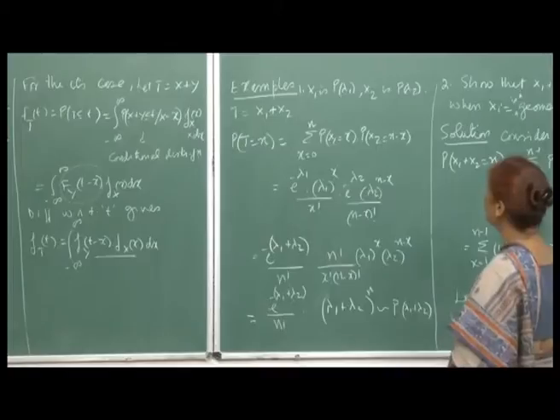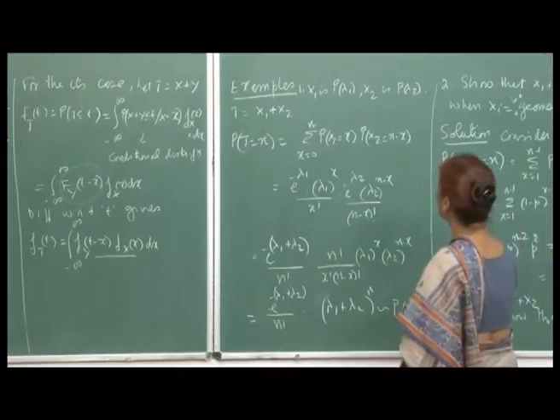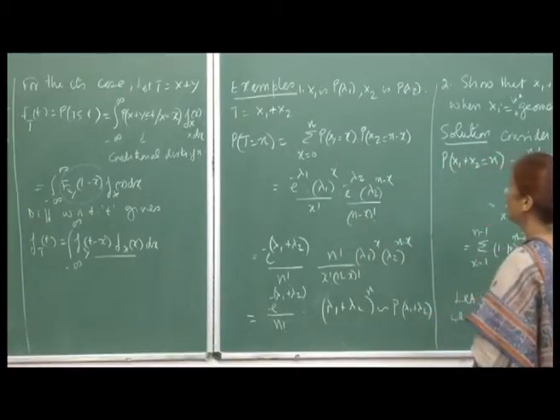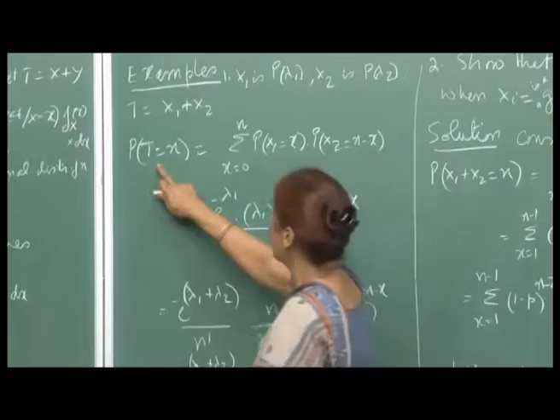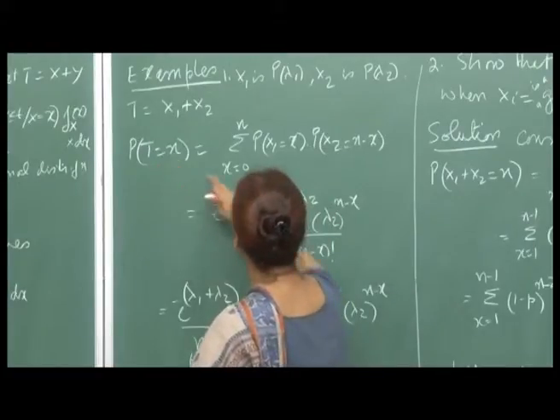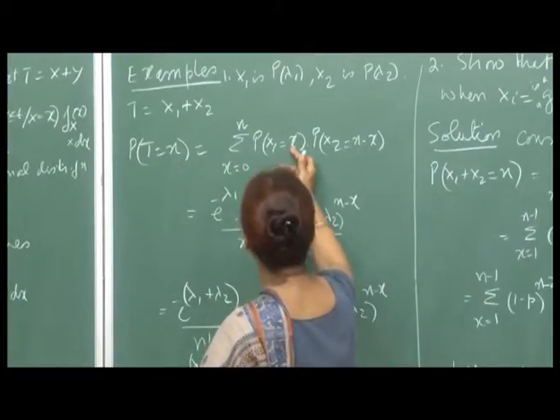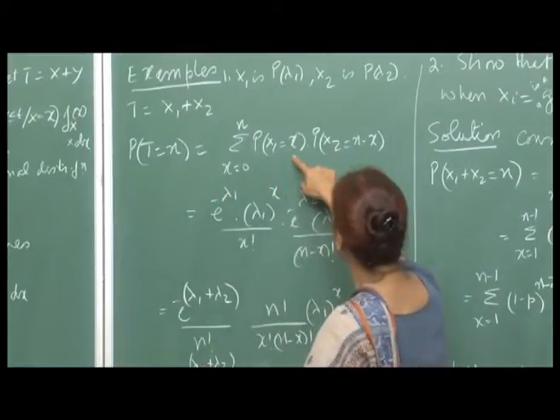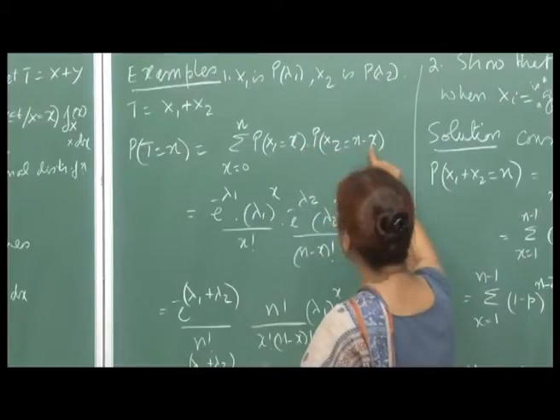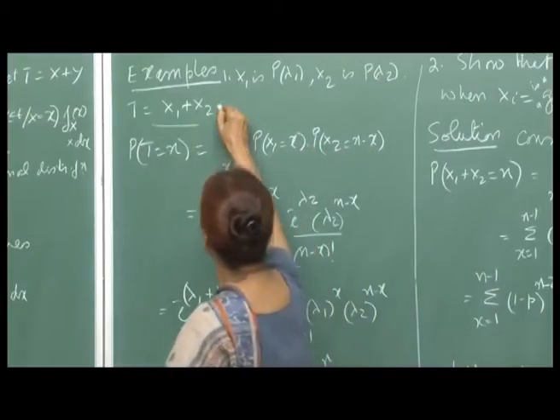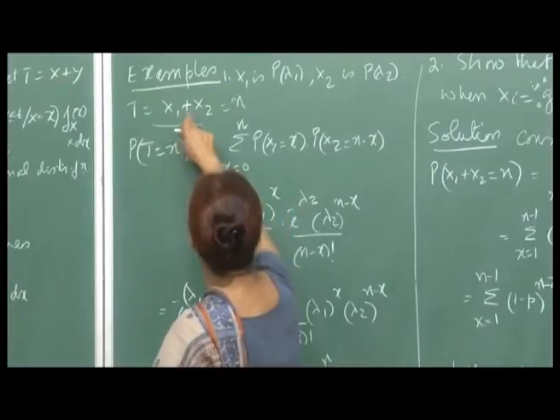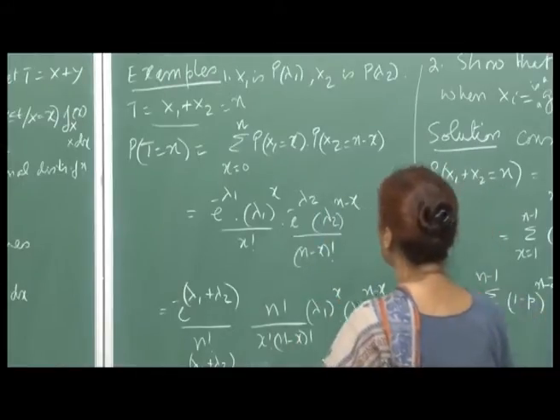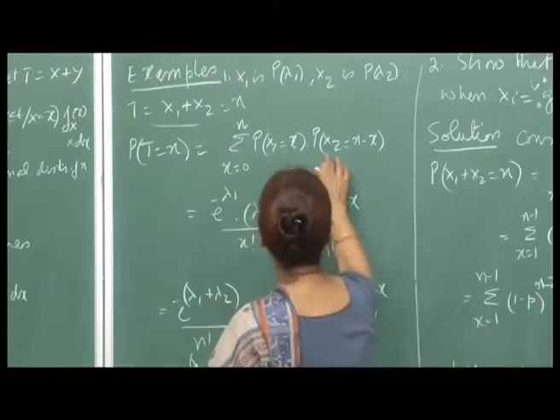Now, suppose X1 is Poisson lambda 1 and X2 is Poisson lambda 2. Then T is the sum of the two Poisson random variables, and you want to find the probability that T equals n. If I choose X1 equal to x, then x varies from 0 to n, and this will be the probability X1 equals x times the probability X2 equals n minus x. If I fix X1 at x, then X2 will be n minus x. You just sum, and since they are independent, I have written it as a product of the probabilities.